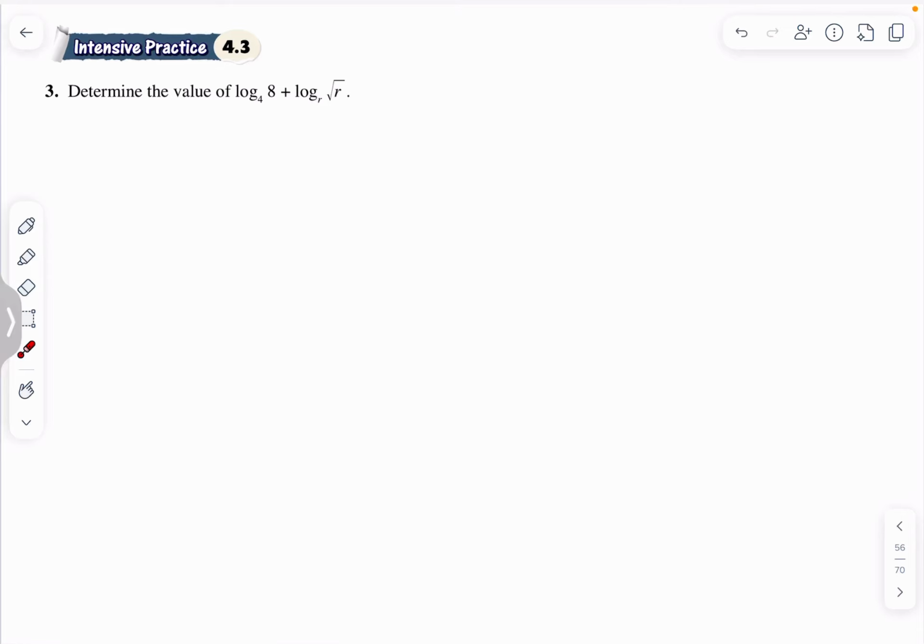Intensive practice 4.3, question 3. Determine the value of this. Right, so here we have log base 4 of 8 plus log base r of square root of r. Okay, 4 and 8, we can't do much because 4 to the power of nothing can make it into 8.